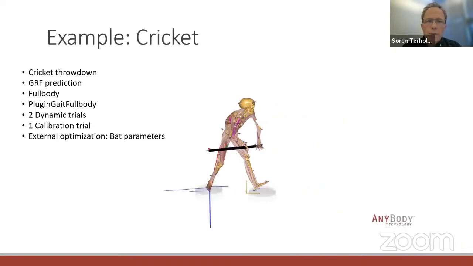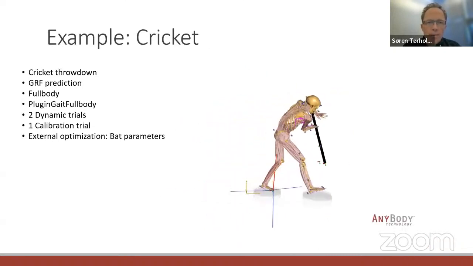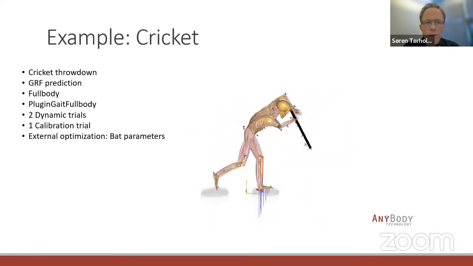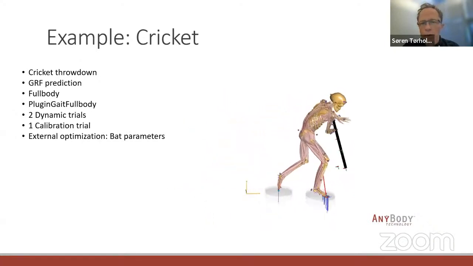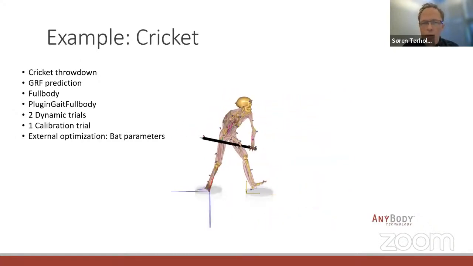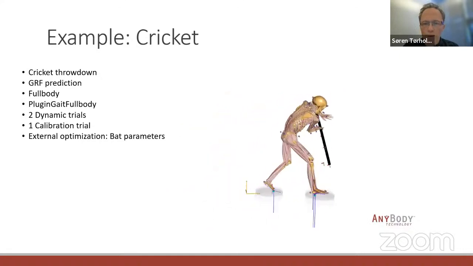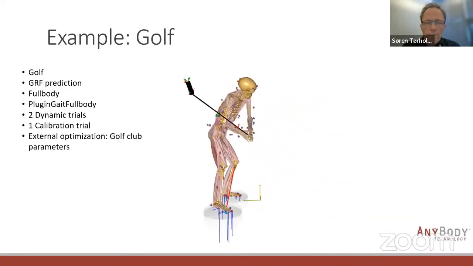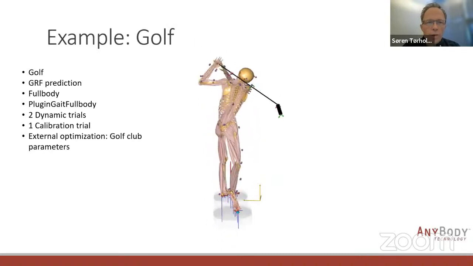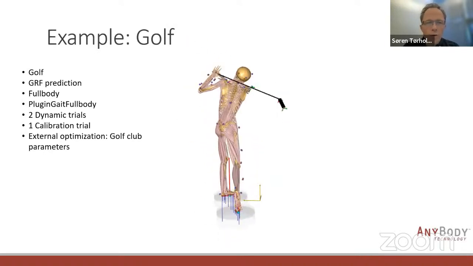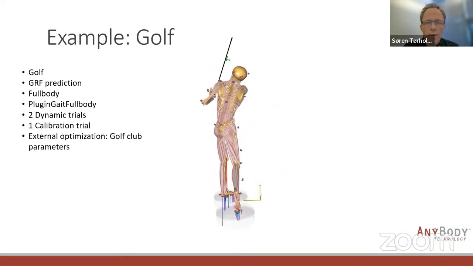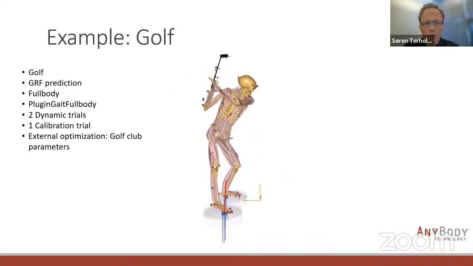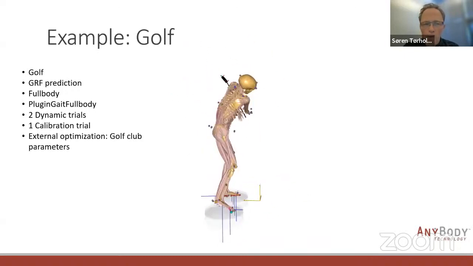This is similar, showing a cricket throwdown model. It's doing ground reaction force predictions. It's 2 dynamic trials and 1 calibration trial. And again, the bat parameters, so the location of the markers on the bat, were part of an extra optimization. The next example here is golf. The setup is quite similar to the 2 previous ones. So again, it's a calibration trial, there are 2 dynamic trials, and we are also optimizing the location of the markers on the golf club.